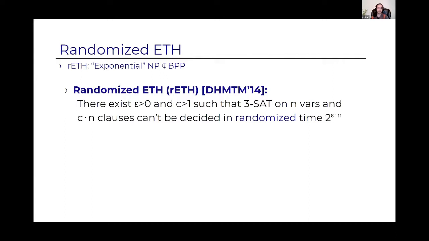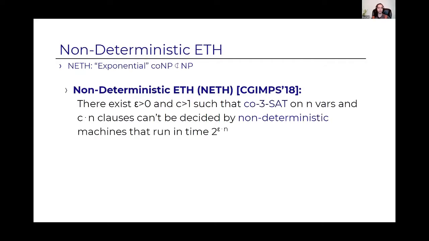And along the same lines, we can consider other exponential separations of classical complexity conjectures. For example, a couple of years ago, the non-deterministic ETH was suggested. And this is an exponential separation of co-NP from NP. It says that co-3-SAT can't be solved by non-deterministic machines in time 2 to the epsilon n.